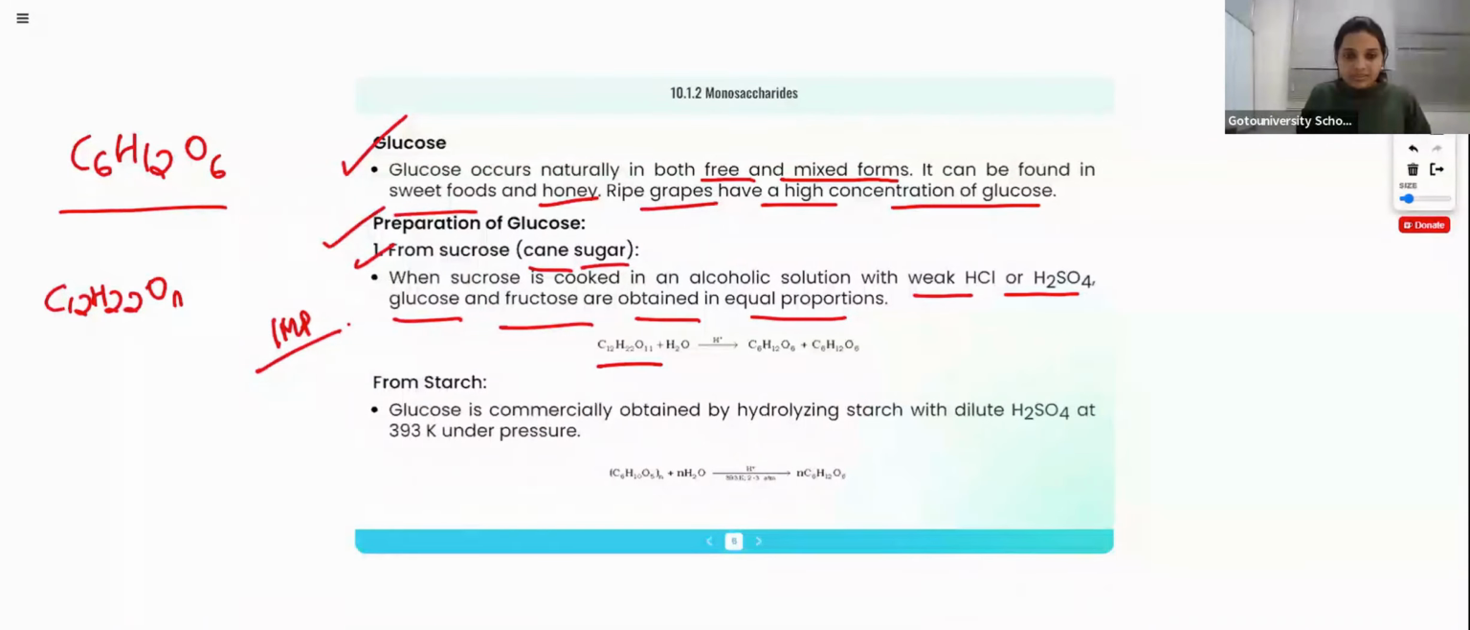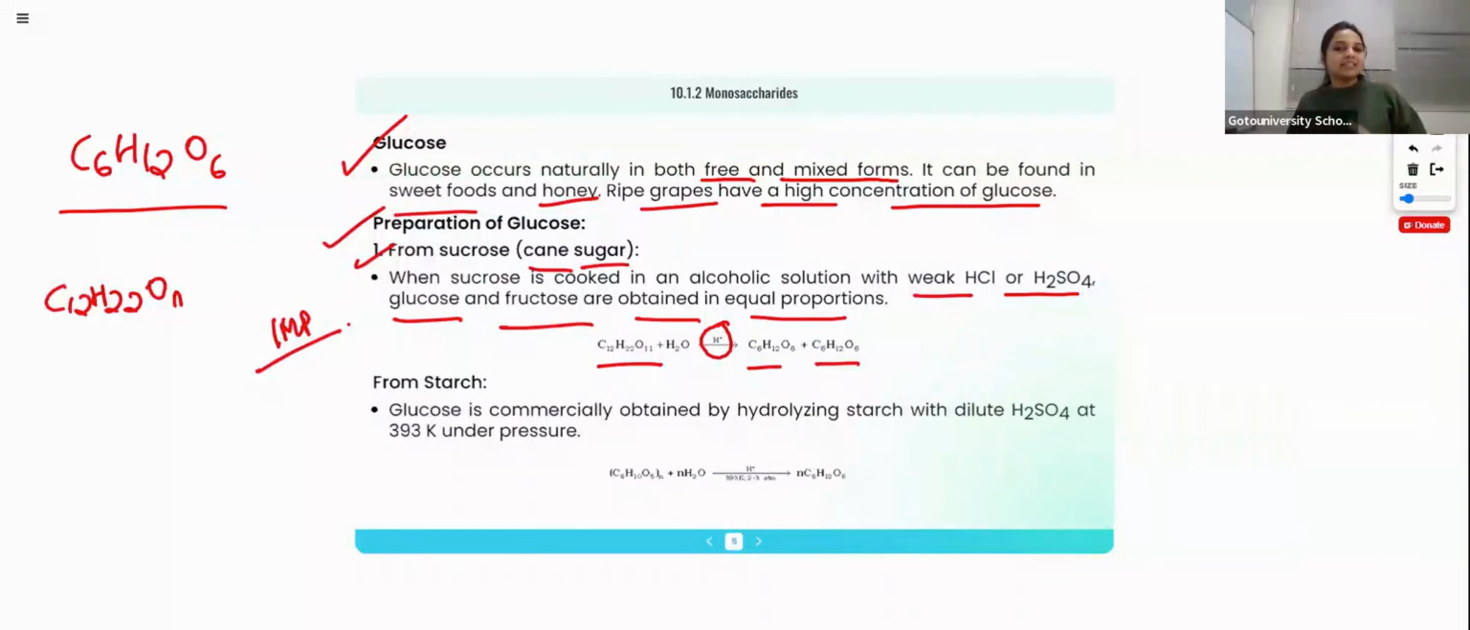This is sucrose, that is C12H22O11. When hydrolysis, means we are breaking with the water, in acid medium, that is H+. H+ means the medium is acid medium, weak acid, hydrochloric acid or sulfuric acid. Then you will get, see, the formula is same, right?